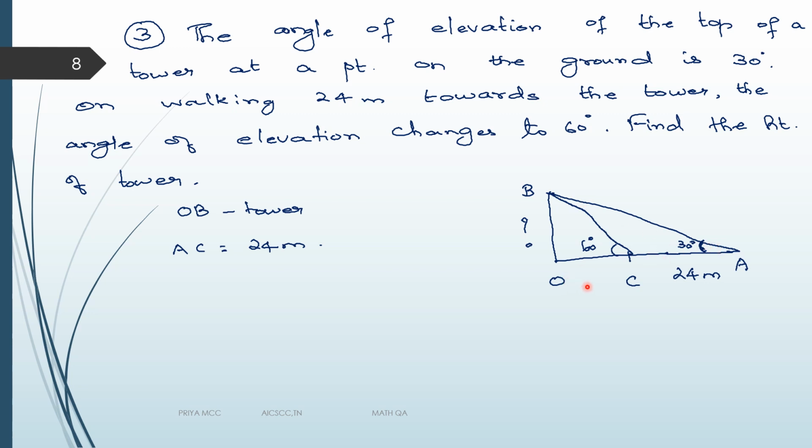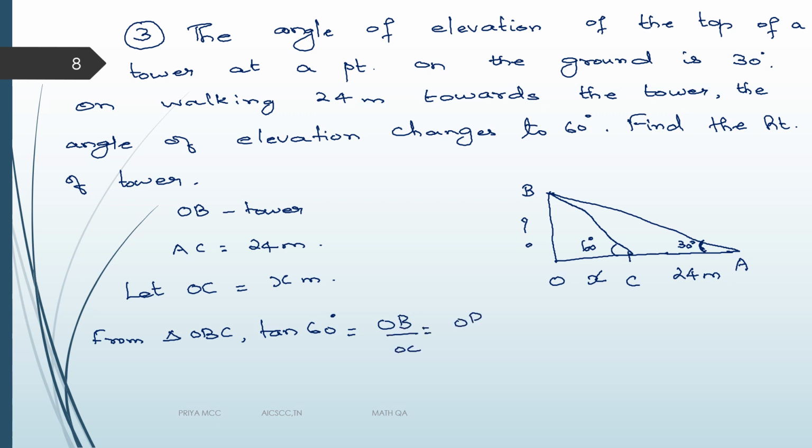But we neither know the value of OC nor OA. We only know AC. So let us fix this. Let OC be equal to some X meters, because we have to find OB. Then from your right triangle OBC, tan 60 degrees is opposite side by adjacent side, OB by OC, that is OB by X.